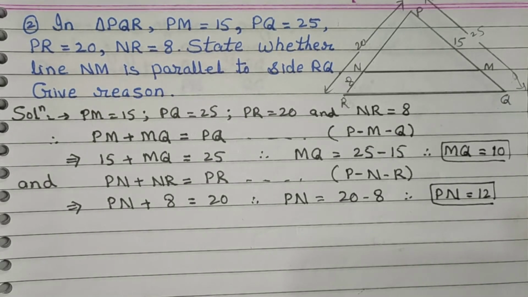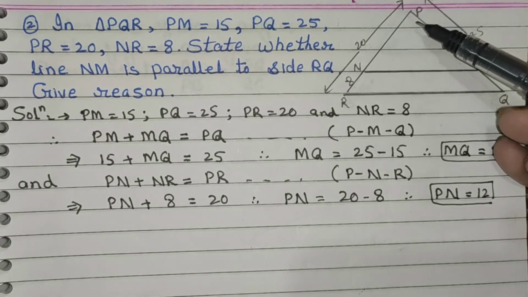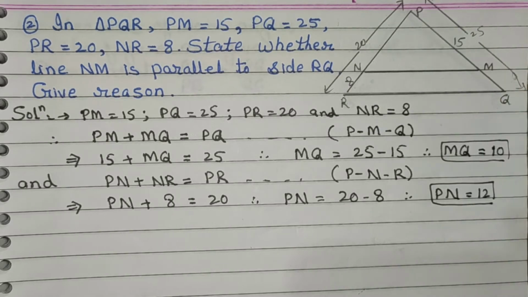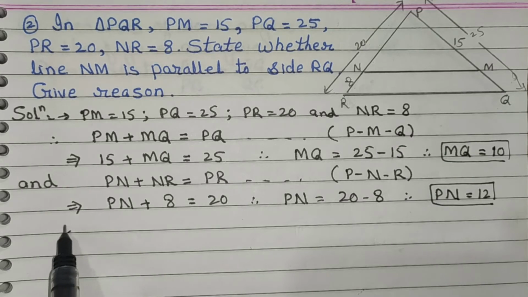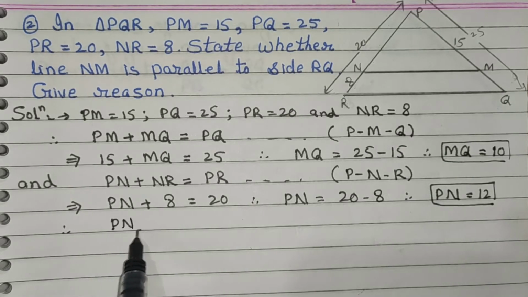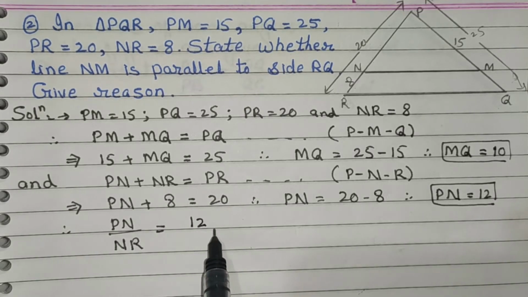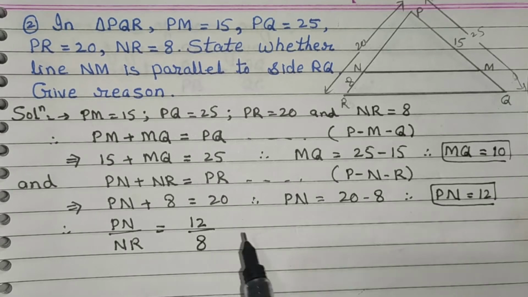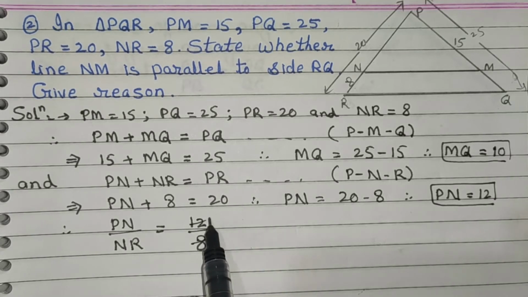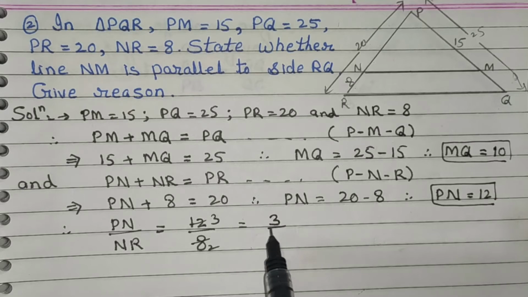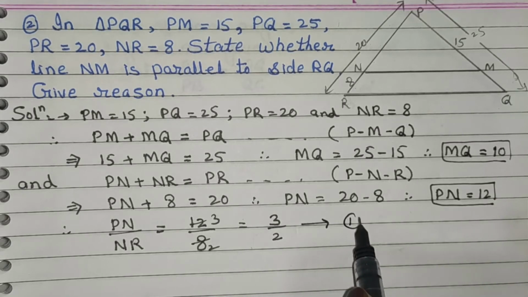Now after getting the values, find the ratio PN upon NR. Therefore, PN upon NR. Now substituting the values here, PN means 12 upon NR means 8. Cancel it, 4 2s are 8, 4 3s are 12. Now we get here value is 3 upon 2. Give it equation number 1.